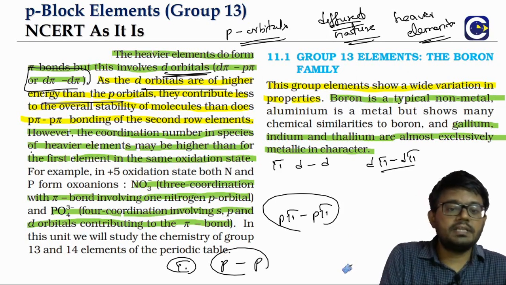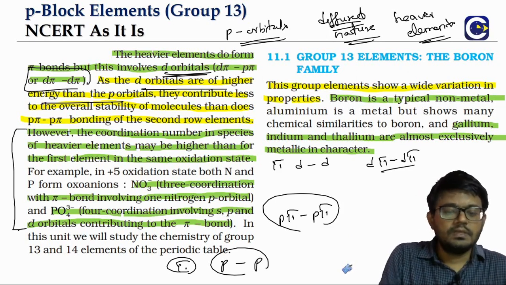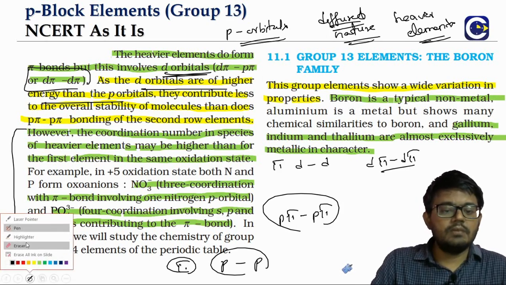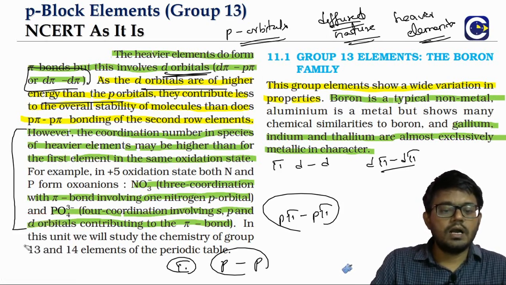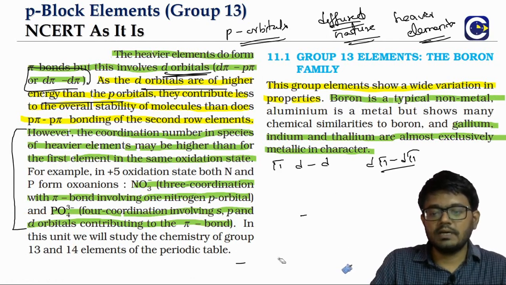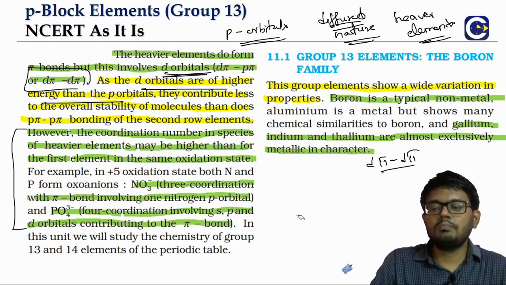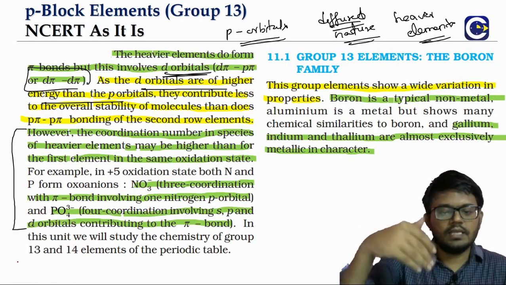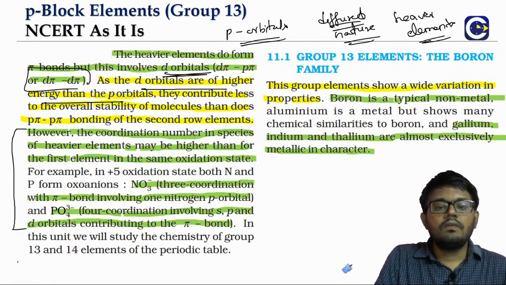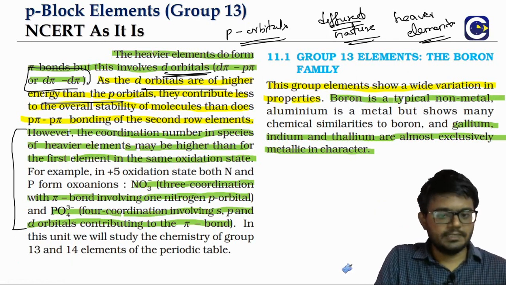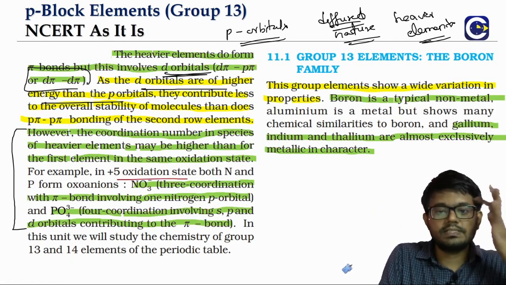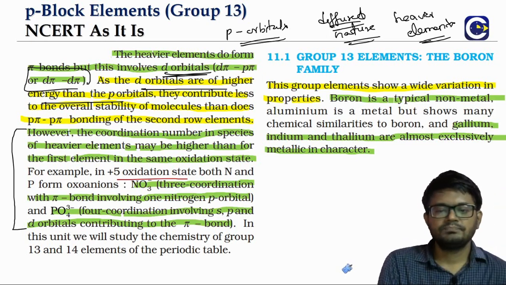Now the other important thing is when you look at the heavier elements, the heavier elements will be able to show a higher coordination number. So you have a compound of the second row element and a compound of any other heavier element with the same oxidation state. So what is oxidation state? How do you get the oxidation state? We have seen this in the redox reaction chapter.